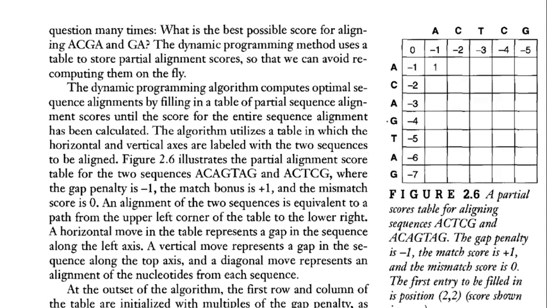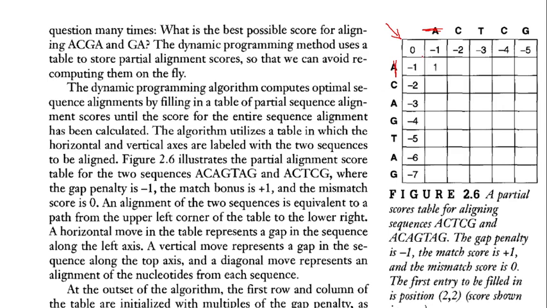We have already seen there are three possibilities when filling this table. One is a gap in the upper sequence, or a gap in the lower sequence, or a match or mismatch penalty. That is what we are going to use in filling this table.